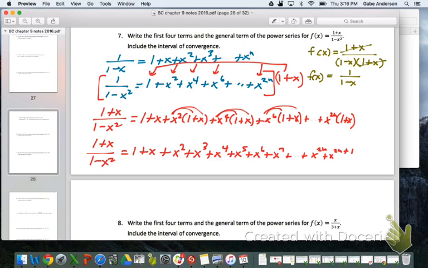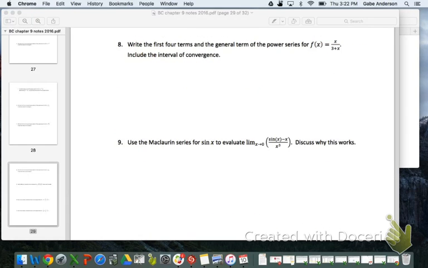Let's go ahead and take a look at number 8. Okay, so for number 8, very familiar start to the question. I think after number 8, things change a little bit. So it says, write the first 4 terms and the general term of the power series for x over (3 plus x). So once again, we want to try to figure out a known series that would help us arrive at a series for x over (3 plus x).